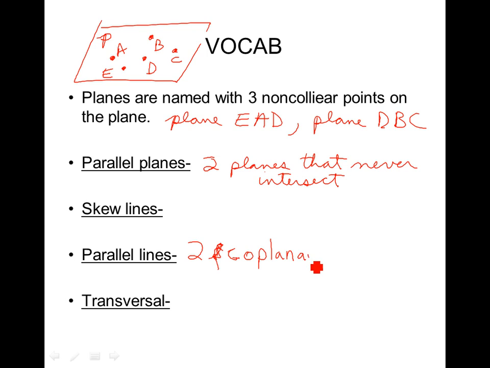Coplanar. They have to be in the what? They have to be in the same plane. If they're not in the same plane, like these, is there some plane that would contain both of those? No, there's no flat surface that would ever contain both of those. These are not coplanar lines. So to be parallel, it's two coplanar lines that what? That never intersect.